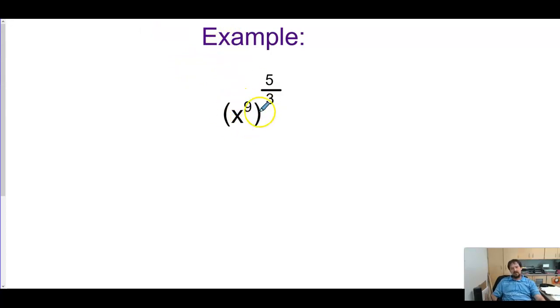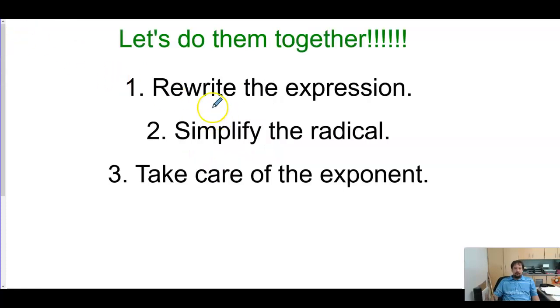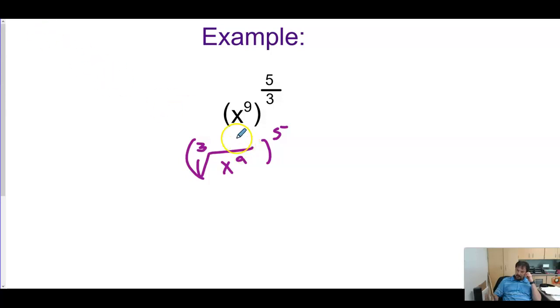Here we have x to the 9th, in parentheses, to the 5/3. The first thing we are going to do is rewrite the expression. So we're going to make a root. We have x to the 9th power. My 3 from the new denominator becomes my root, and this is all to the power of 5. So I rewrote the expression. Now I need to simplify the radical. Here's my radical, and I'm going to simplify it. So we're going to break down.